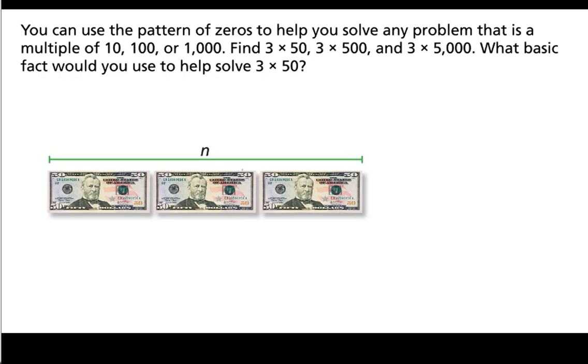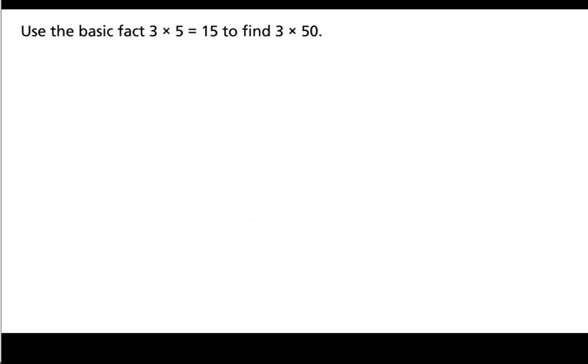You can use the pattern of zeros to help you solve any problem that is a multiple of 10, 100, or 1000. Find 3 times 50, 3 times 500, and 3 times 5000. What basic fact would you use to help solve 3 times 50? Use the basic fact 3 times 5 equals 15 to find 3 times 50.